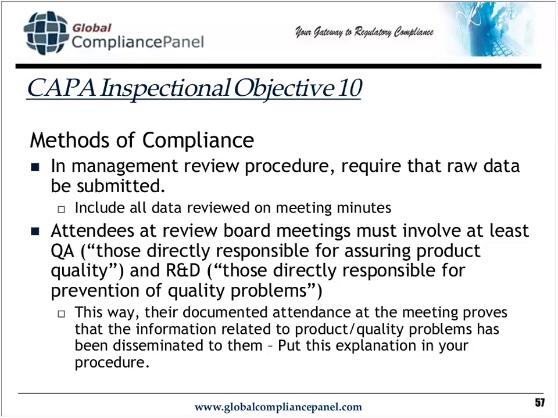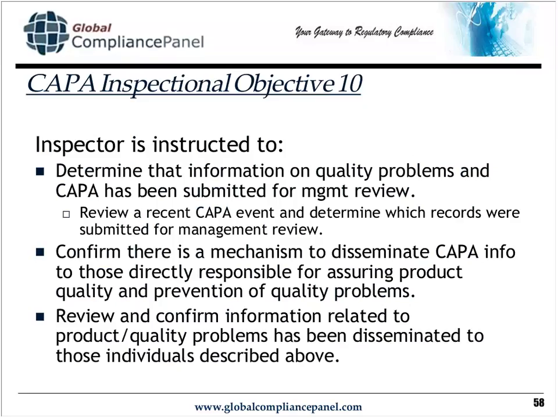And the attendees at any review board meetings, not so much when it comes to the executive management review, but more your quality review board, your material review board, your complaint committee. You've got to have at least 2 departments represented everywhere to be in compliance, and that is QA, because that's those directly responsible for assuring product quality. As you recall, the second bullet point here, the inspector is going to look to make sure CAPA information is disseminated to those directly responsible for assuring product quality.